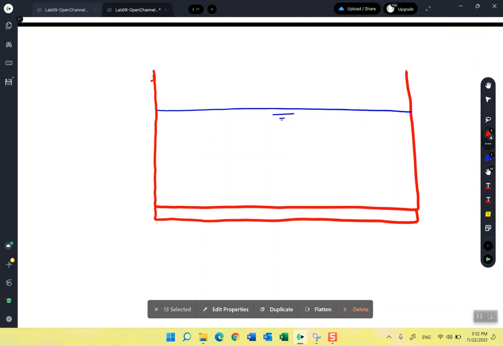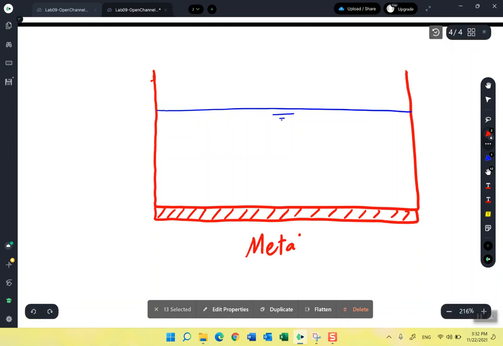So the cross section, or the channel that we are going to use, is a composite channel which has different materials. In our case, the material of the bed will be metal, while the side will be glassy.